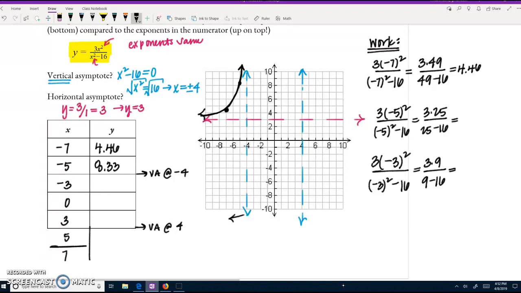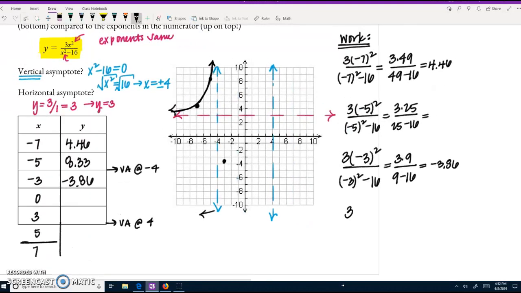So the result that I get out is -3.86. So I'm going to find -3.86 is right about here. Then I need to plug in 0. So I have 3 times 0 squared over 0 squared minus 16. That's going to give me 0 over 16, which is just 0.